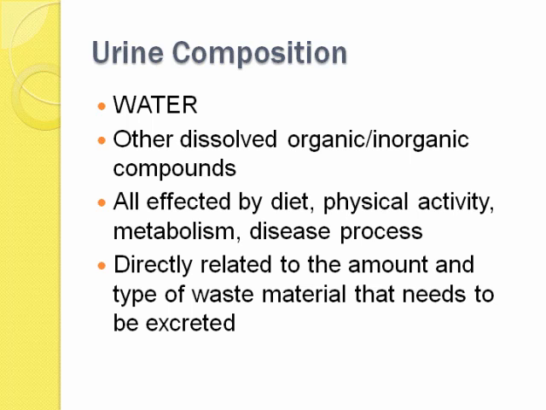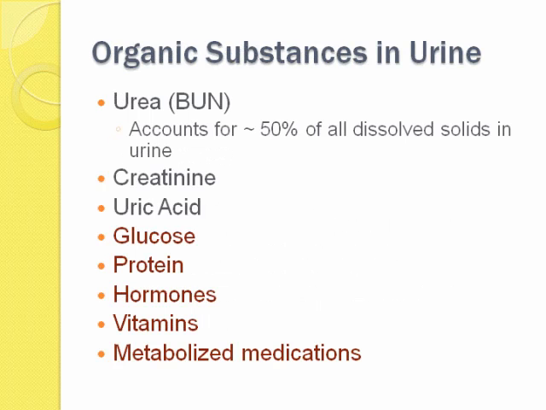Urine is mostly comprised of water. There are other dissolved organic and inorganic compounds. The composition of urine is affected by diet, how active a person is, what kind of metabolism they have, and if they possess any disease processes. The composition of urine is also directly related to the amount and the type of waste material that needs to be excreted. So that also has to do with the type of metabolism that someone has.